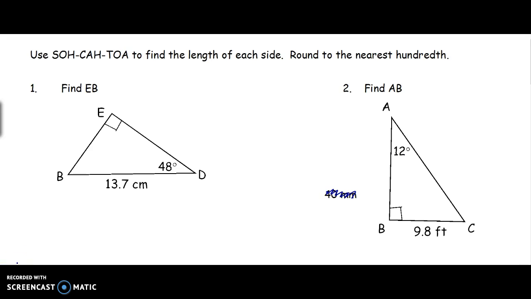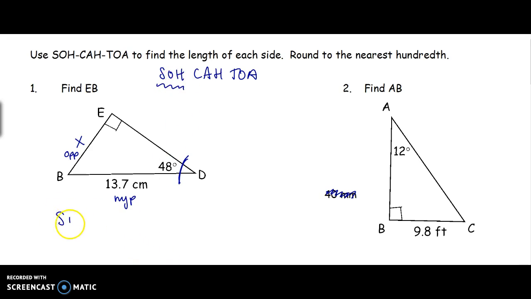So if we look at problem number 1, we're looking to find EB. EB is right here. Okay, so our reference angle is angle D. Now, if you go across the triangle to this X, that is the opposite side. Right here, BD is across from the right angle, which would be the hypotenuse. So think of which one in SOH CAH TOA uses opposite and hypotenuse, and in this case, it's sine.